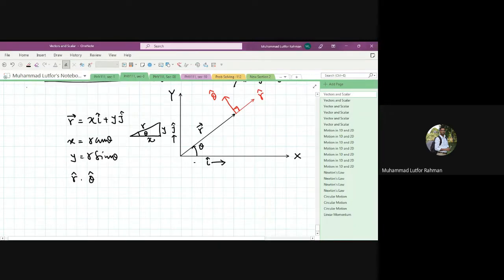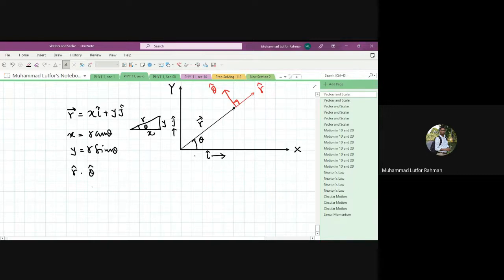To find the value of r hat and theta hat, we'll use the definition. We define the unit vector r hat as vector r divided by its magnitude, right? That's the definition of a unit vector. You all know that one. The vector r, I write with respect to the Cartesian coordinate system: x i hat plus y j hat, divided by the magnitude of r, which is basically r.